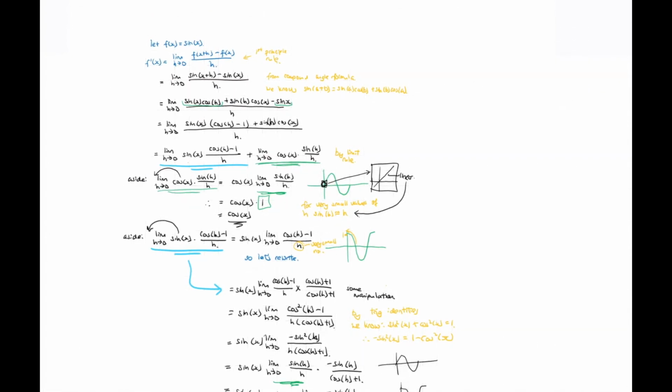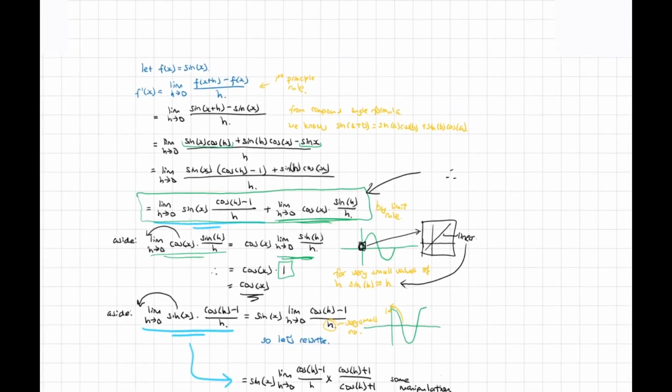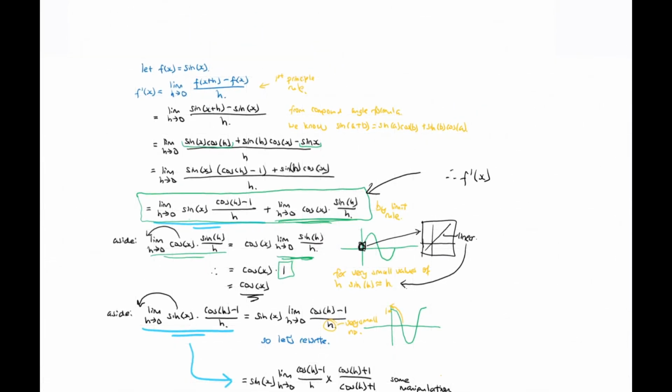Alright, so now we have all the ingredients. Let's put it back into our initial expression here. And that derivative, so basically f dash of x, the derivative of sine x, is equal to 0 plus cos of x. Therefore the derivative of sine x is cos of x.